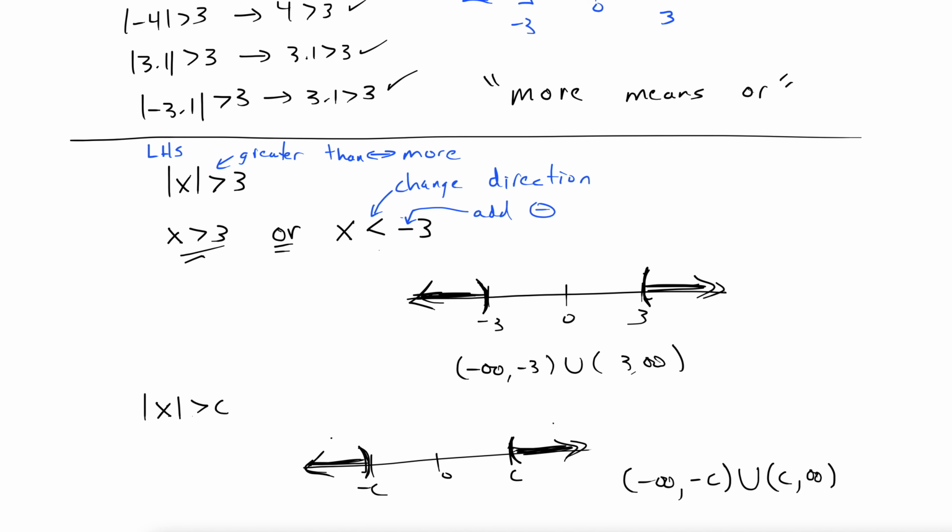So less means nest and more means or is an easy way to remember how to do these problems. I recommend definitely taking a look at a bunch of examples, because it takes a while for this kind of thing to set in.